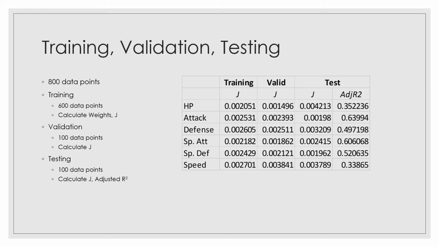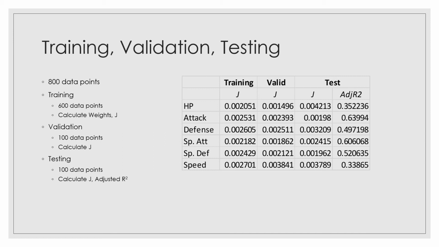From the chart, we can see that the cost fluctuated a good bit depending on the set and the stat, showing that there was not a very strong correlation. This can be further seen by the relatively low R-squared values that showed moderate correlation in attack and special attack, but pretty weak correlation in HP and speed.